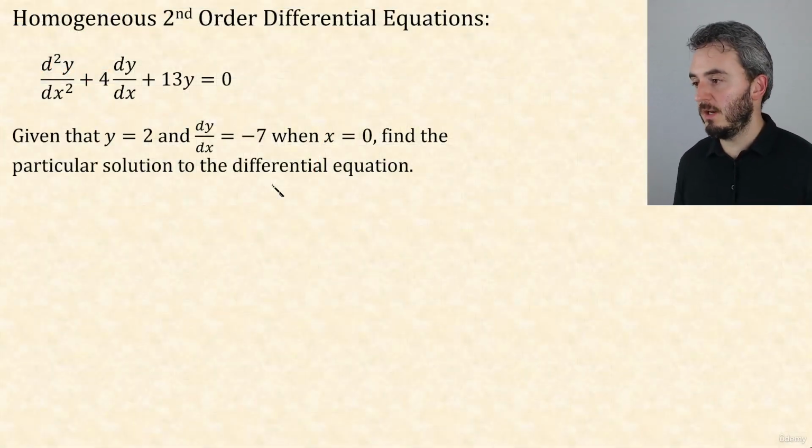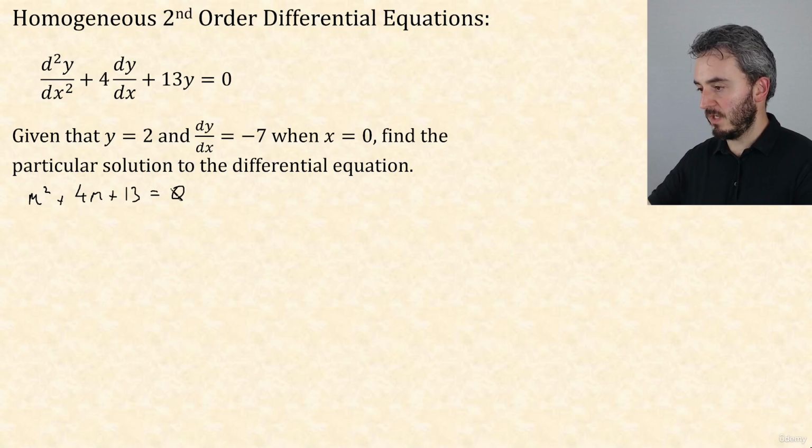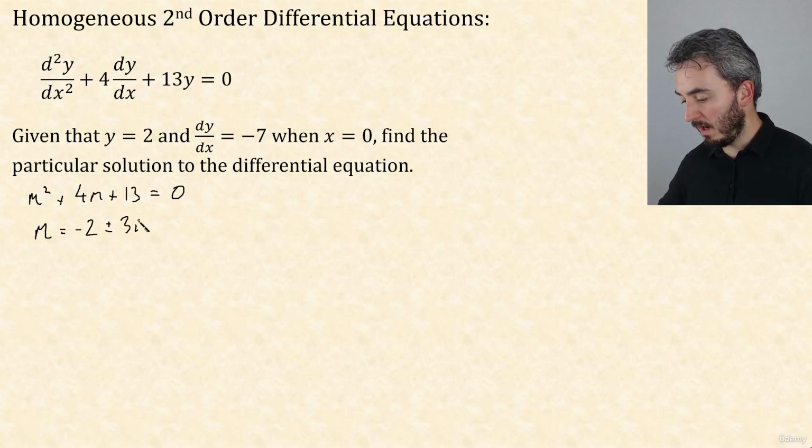Okay, let's try another example here. So our auxiliary equation is m squared plus 4m plus 13 equals 0. So let's solve this one, and we're getting complex solutions here. So minus 2 plus or minus 3i.